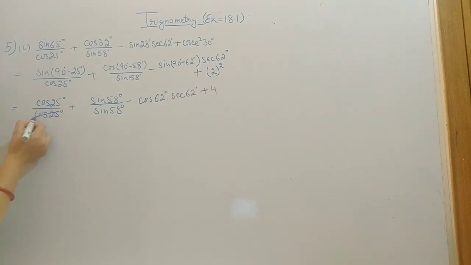Now here this cos 25 will cancel out. We will get 1 here. Sin 58 by sin 58 also will cancel out. We will get 1, minus cos theta into sec theta is also equal to 1, and plus 4. So final answer will be 1 plus 1 is 2, minus 1 is 1, then plus 4 is 5.